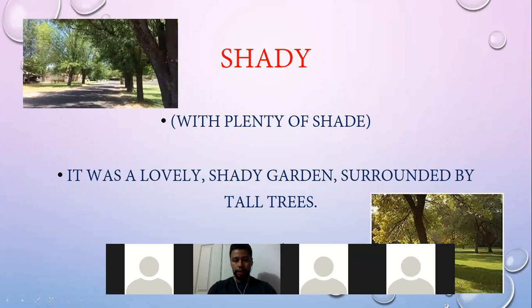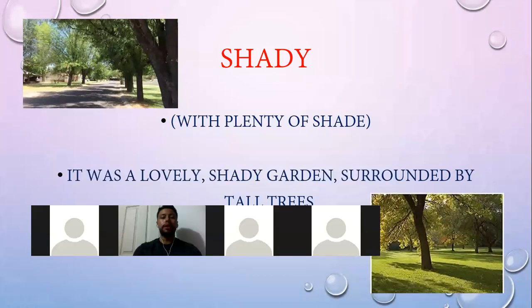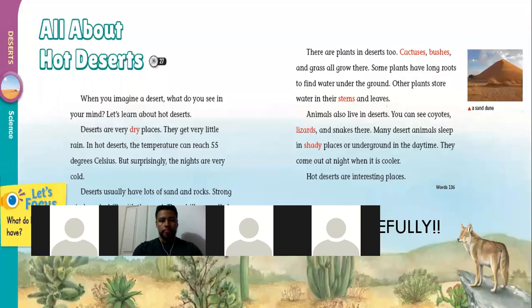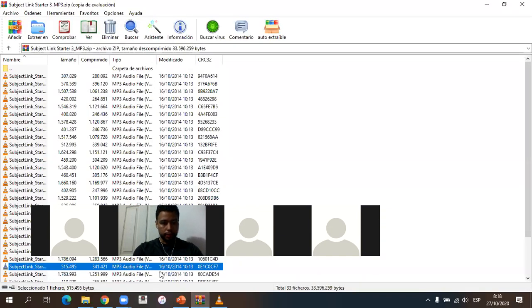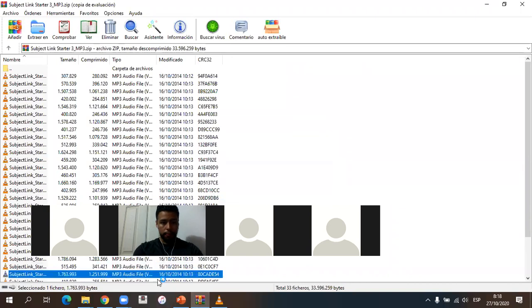Let's see another illustration. We have this, and the definition is with plenty of shade. Like this, right? When you want to rest, when you want to take a nap, it's a comfortable place. All right. Let's continue. And then we have to listen to the track. Okay, let me find the correct track. In this case, it's this one.